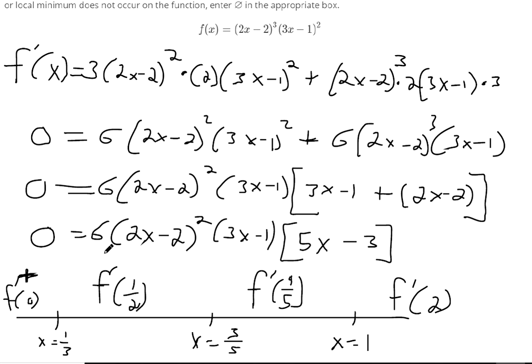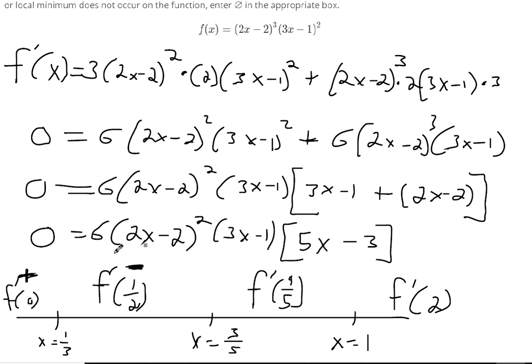If you plug in 1/2, then it doesn't matter, this term's always positive. 3/2 minus 1 is a positive number, that's 1/2. So far, positive times a positive makes a positive. If you plug 1/2 in here, 5/2, which means 2.5 minus 3, that gives us negative. So positive times a negative means this derivative is negative.